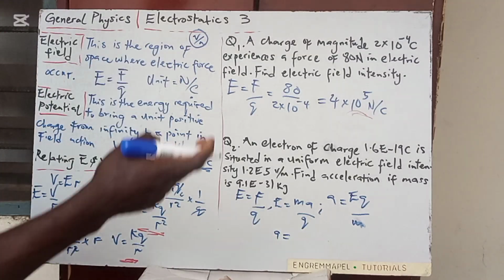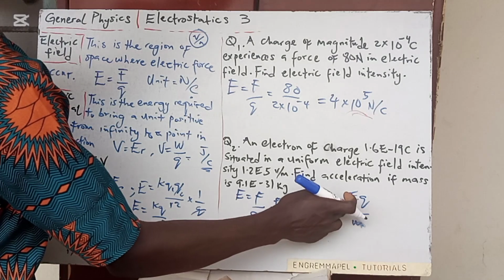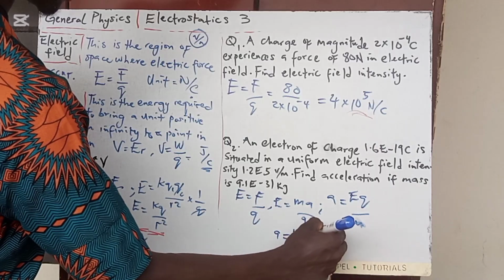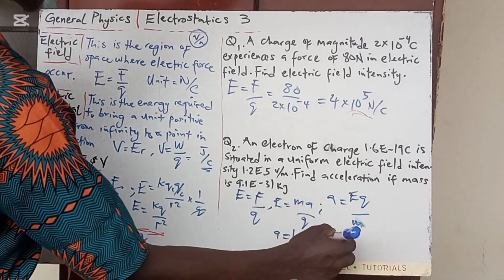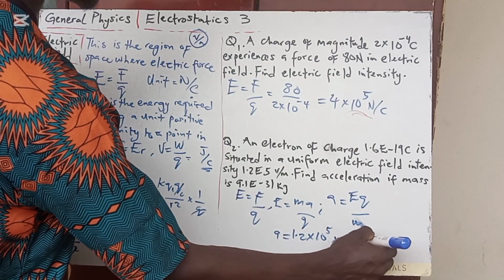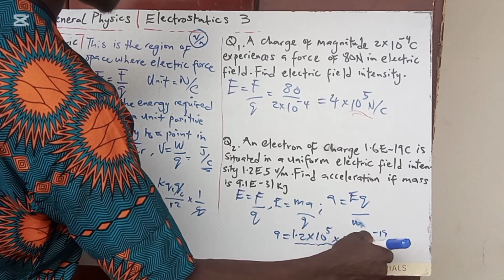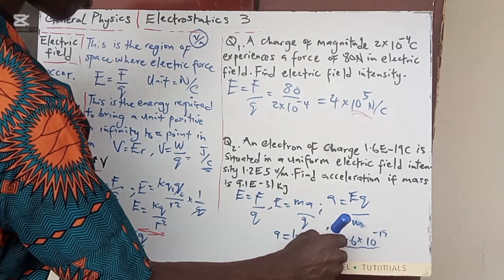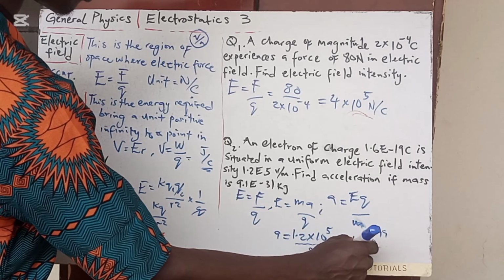So then you bring all the calculation down. So you'll be having, what's our E here? Our E is 1.2 times 10 raised to power 5. That's the meaning of this E. So multiplied by charge. The charge is 1.6 times 10 raised to power minus 19. Then all over M. M is 9.1, so 9.1 times 10 raised to power minus 31.